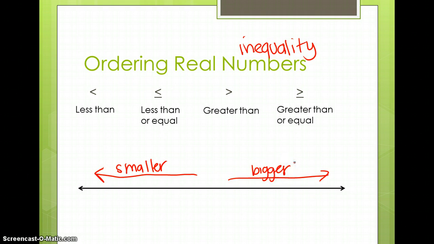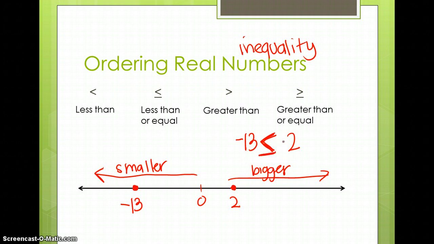So if we're trying to decide which symbol to use, maybe check out our numbers here. Maybe we have negative 13, and here's 0, and we have positive 2 on our number line, and we're trying to decide negative 13 compared to 2. If we were going to order that, showing what order they're in, because negative 13 comes farther to the left, we're going to use the less than symbol.